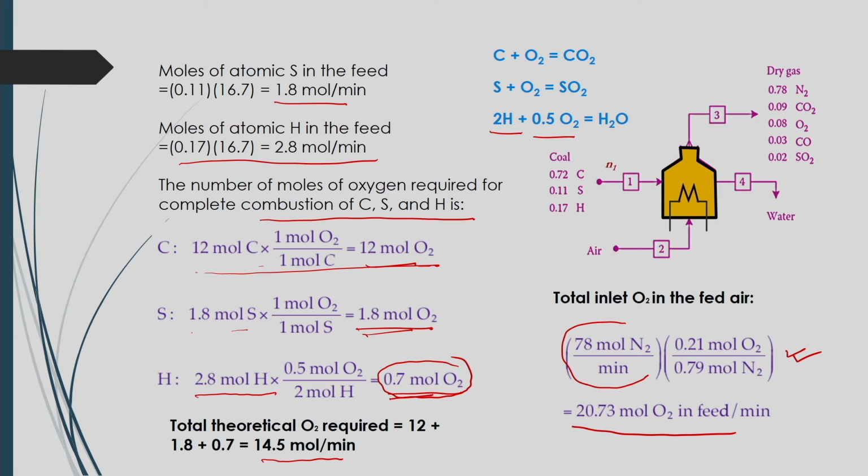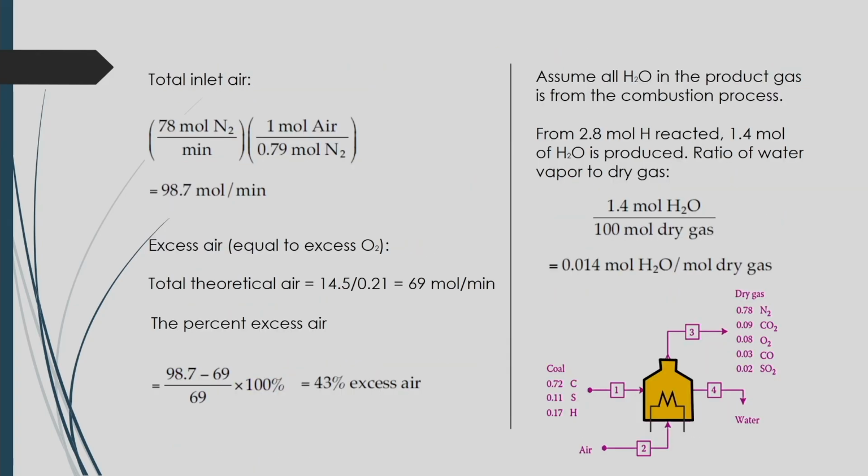So, once you know that the supplied oxygen in the feed air is 20.73, whereas the theoretical oxygen required for complete combustion in the burner or furnace is equal to 14.5 mole per minute, based on that you can calculate what should be the percent oxygen there, and then the percent excess air also. Now, if you calculate that percent air, then you have to consider the amount of excess air required there.